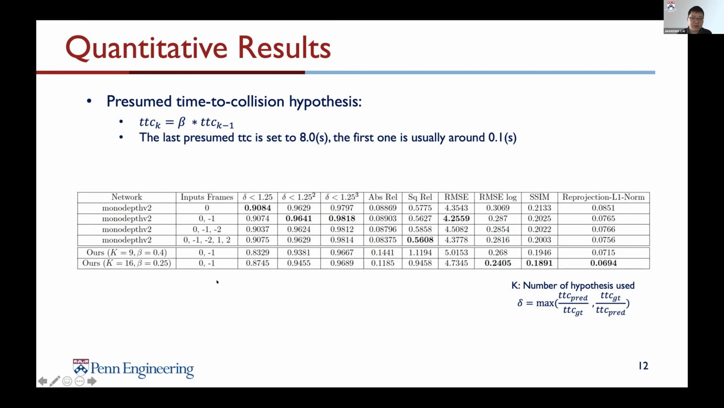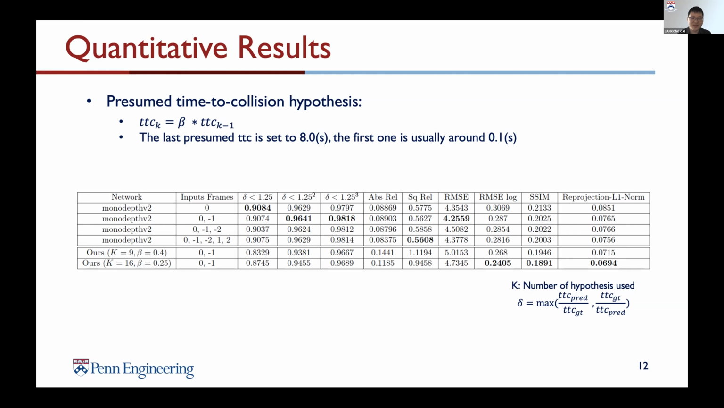There are two interesting observations here. The first one is that we were surprised to find, from the first row of the results, that the baseline method actually shows unexpectedly good performance on a single input image frame. Predicting time to collision from a single image frame is by principle not a well-posed problem. It's ill-posed. You can't even know whether you are moving or standing still. So it's not supposed to work, but somehow the baseline method achieved an accuracy of more than 90%.